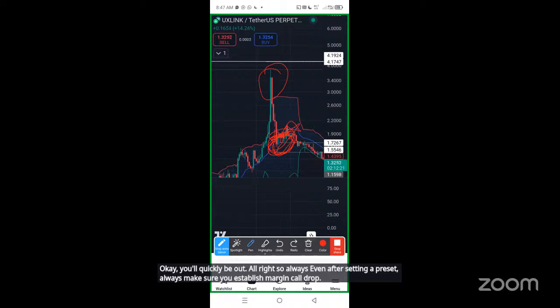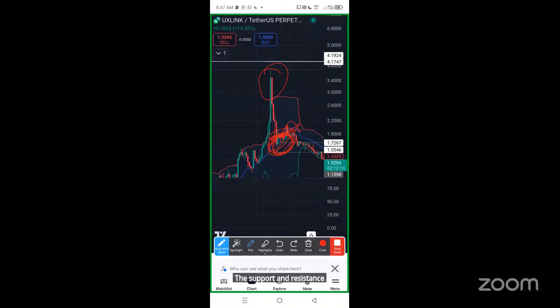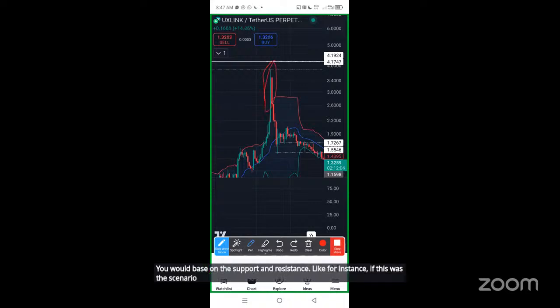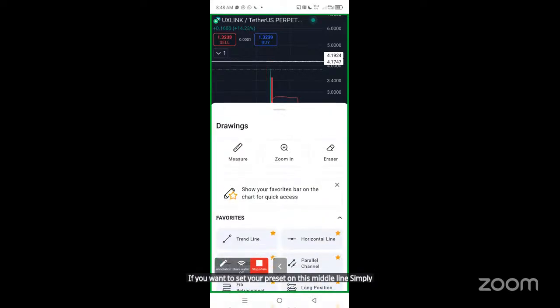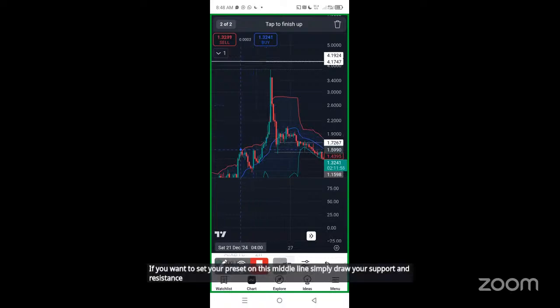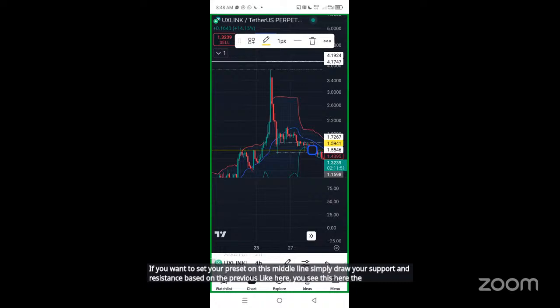Now, in an attempt to establish margin call drops, that is where the support and resistance scale comes in. You're not just going to establish it anyhow. You would base it on the support and resistance. For instance, if this was the scenario that you encountered, if you want to set your preset on this middle line, simply draw your support and resistance based on the previous. Like here, you see, this was the previous support area.